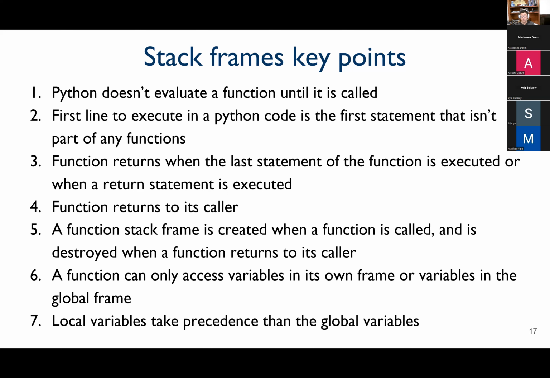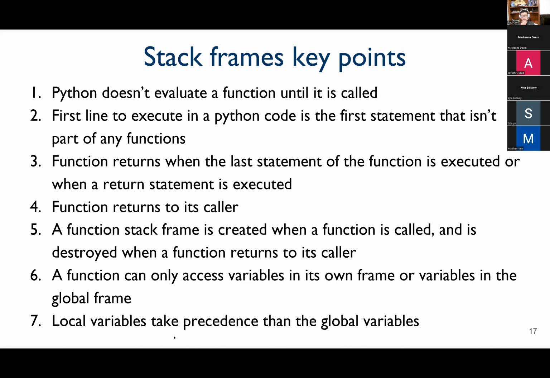A function always goes back to its caller. A function does not always go back to the main stack frame. It goes to the caller, whoever calls it. A function stack frame is created when the function is called, and that frame is destroyed when the function returns. A function can only access variables in its own frame or variables in the global frame. In other words, a function cannot go to another function's frame and do something in there. You can't.